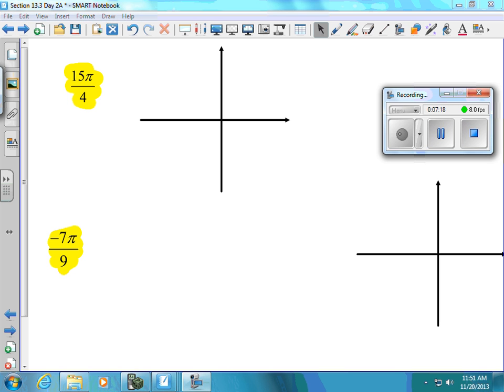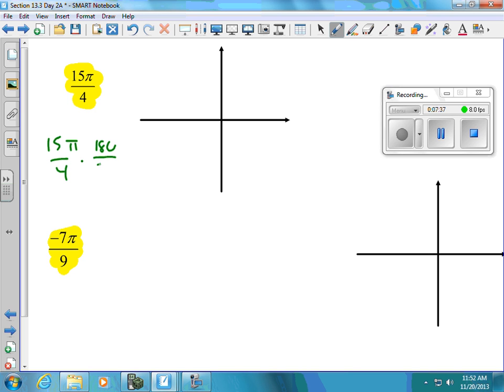When it's in radians, probably the easiest way to do it is just convert it to degrees to see which quadrant it is, because 15 pi over 4 might be one that is harder to see which quadrant it's in by itself. So we're going to take 15 pi over 4 and multiply it by 180 over pi. That's what you do to go from radians to degrees. When the pi's cancel out, 4 goes into 180 45 times. So we're going to end up with 45 times 15, which is 675 degrees.